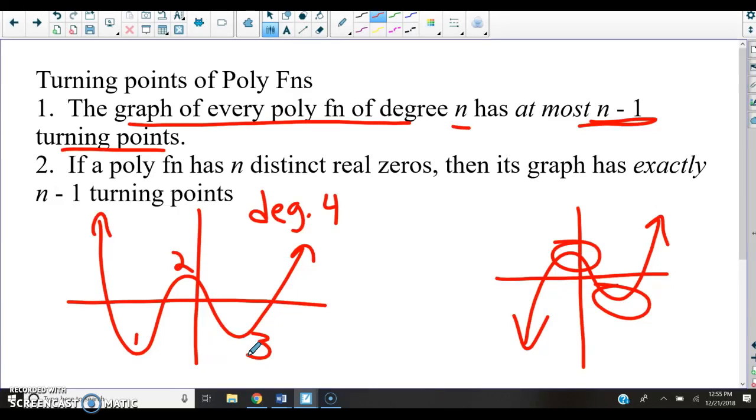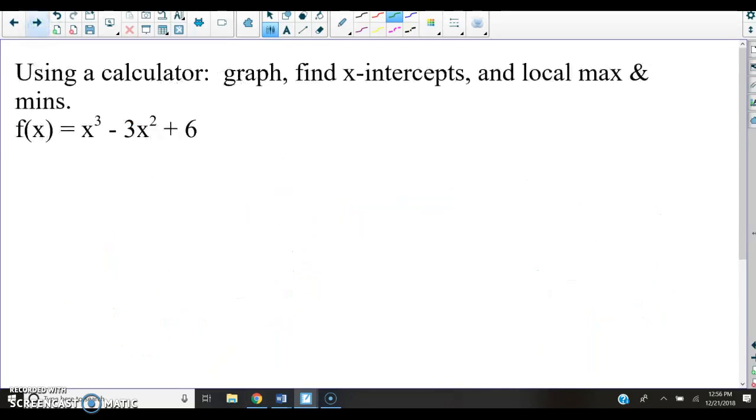If it has 4 distinct zeros, so now if we look just at the zeros, it's going to have n minus 1 turning points. So it's turning from going down to up to down to up. Same with the second one. It has 3 distinct zeros. It's got 2 distinct turning points. I wish it would tell you how to find them. It doesn't, because most of the time they're irrational numbers.